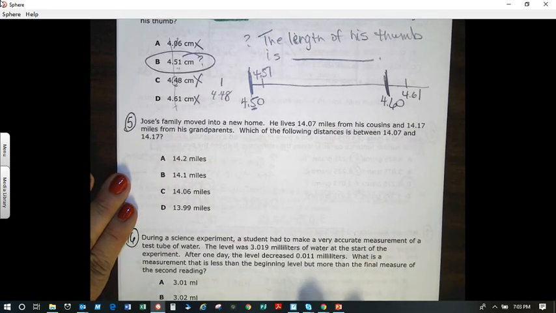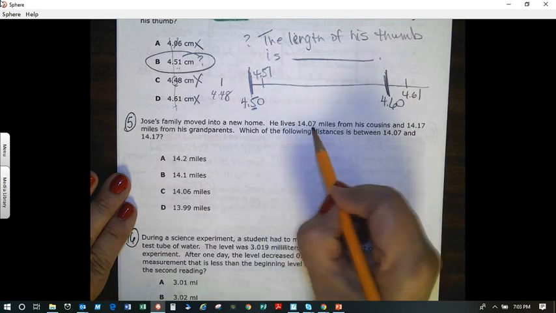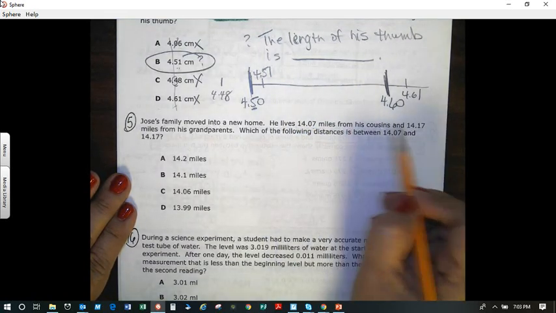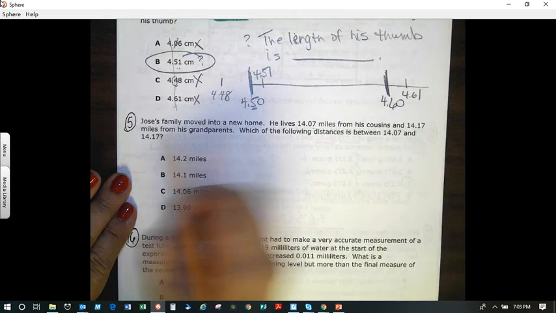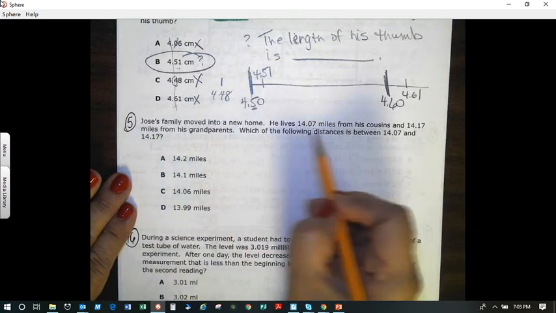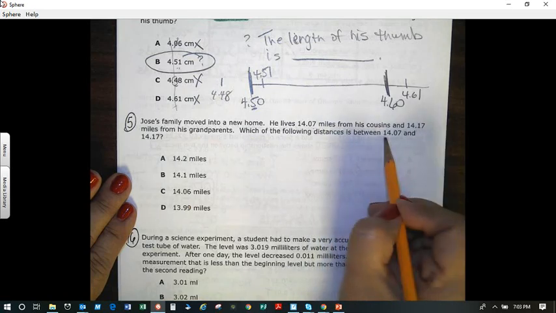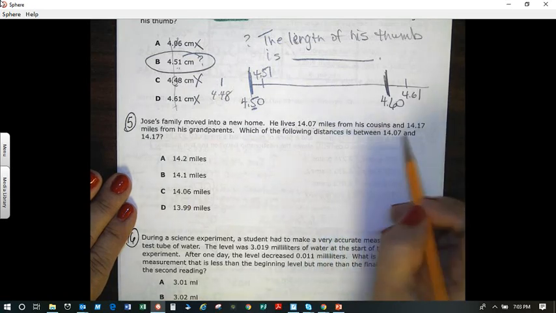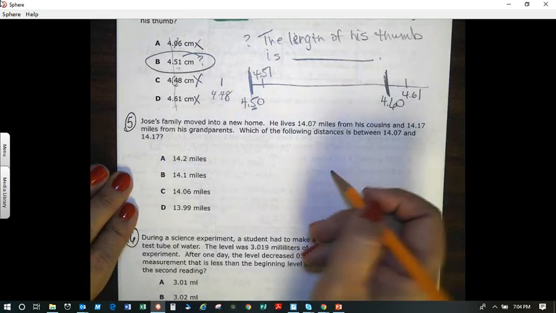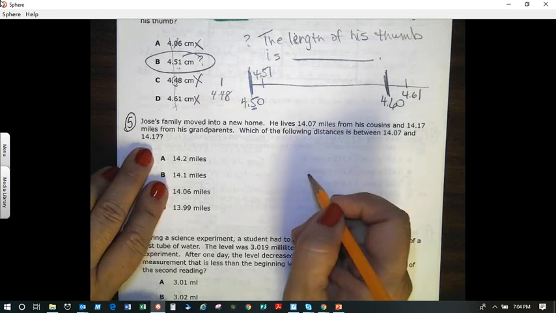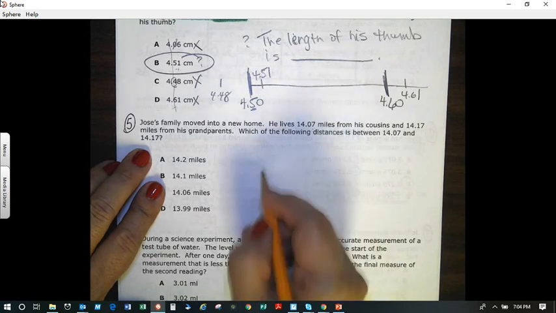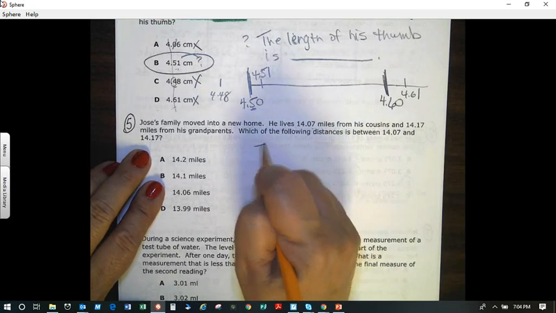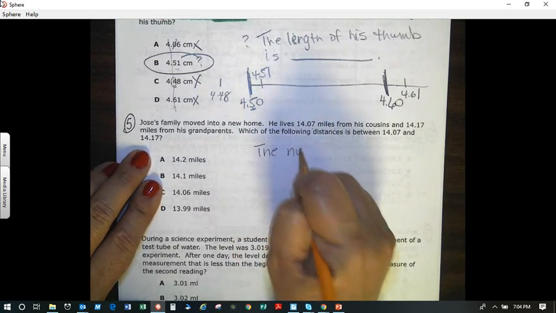Number 5, Jose's family moved into a new home. He lives 14 and 7/100 miles from his cousins and 14 and 17/100 miles from his grandparents. Which of the following distances is between 14 and 7/100 and 14 and 17/100? So we were just finding the number in between.